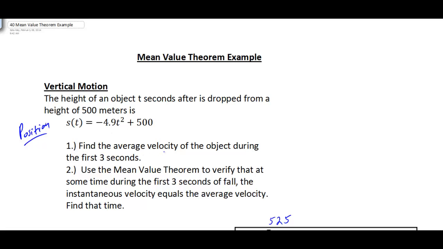Find the average velocity, and the key word here is we're looking for the average velocity of the object during the first 3 seconds. Okay, so that's our first step. Then secondly, we want to use the mean value theorem to verify that at some time during the first 3 seconds of the fall, the instantaneous velocity equals the average velocity.